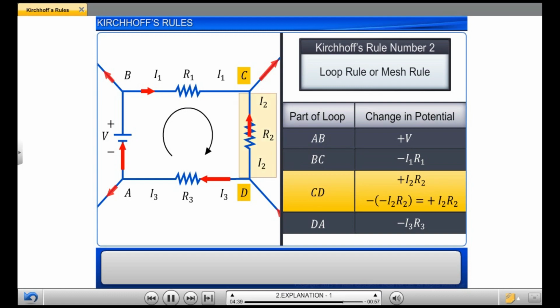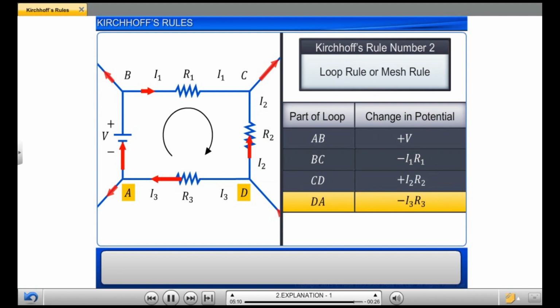Another way of expressing this concept is as follows. Here, charges are flowing from D to C. Therefore, point D is at a higher potential compared to point C. As we are calculating the potential change between points D and C, which is the potential at D minus the potential at C, it is positive.